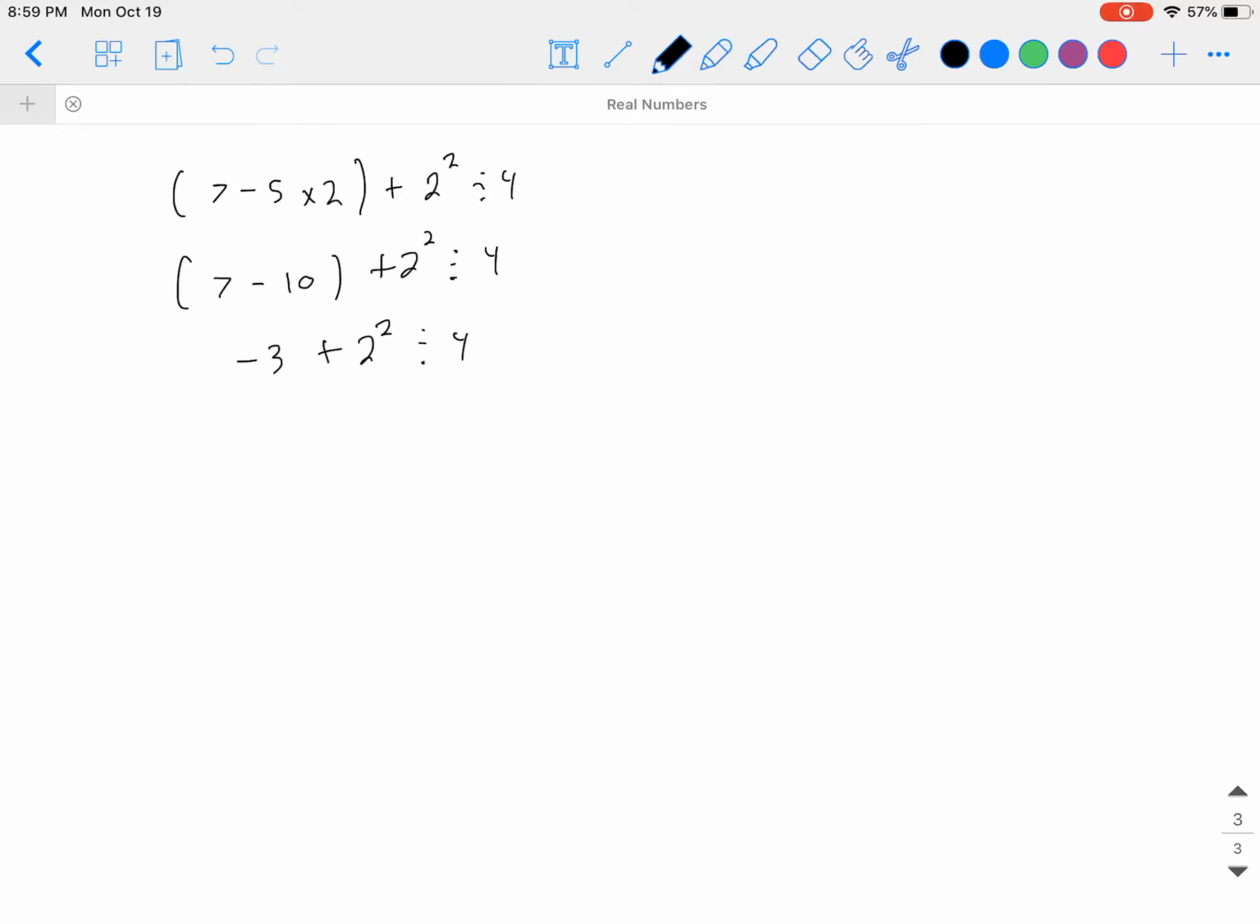Next, we have an addition, an exponent, and a division. So from PEMDAS, we do the exponent first. We do 2 squared, which is equal to 4. So we have negative 3 plus 4 divided by 4. Lastly, we have addition and division. From PEMDAS again, division comes before addition. So we will do that first, and we will do 4 divided by 4, which is 1. And we will get negative 3 plus 1. Lastly, we will solve this addition problem, which is equal to negative 2.